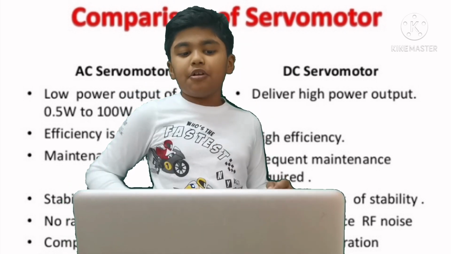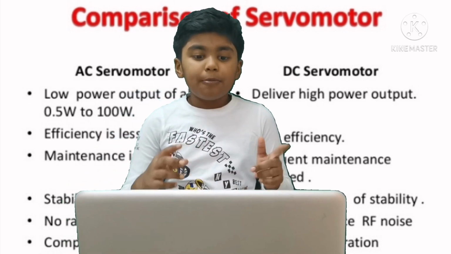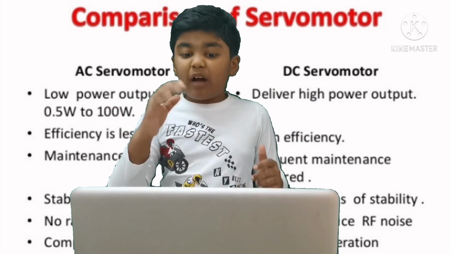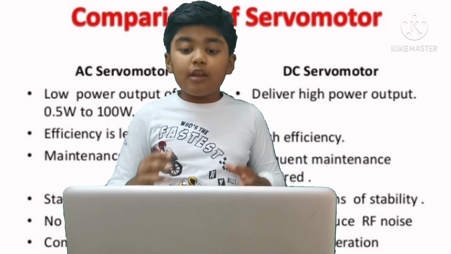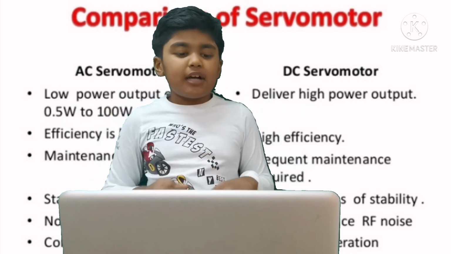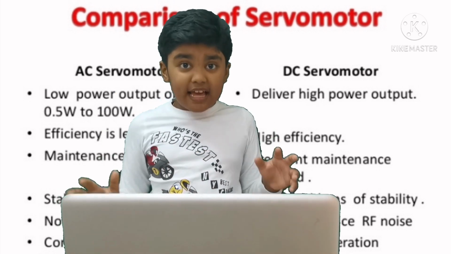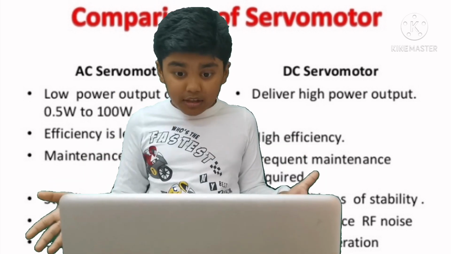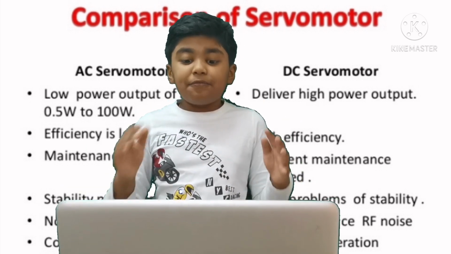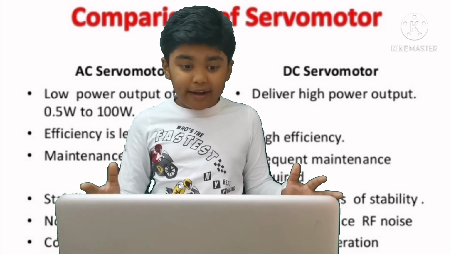First, AC servo motor: low power output of about 0.5 watt to 100 watt. But DC servo motor delivers high power output. And for the AC servo motor, the efficiency is less and the maintenance is also less. Whereas DC servo motor has high efficiency and frequent maintenance required.